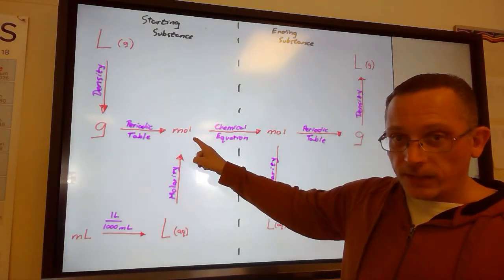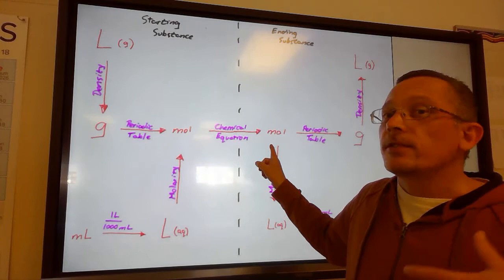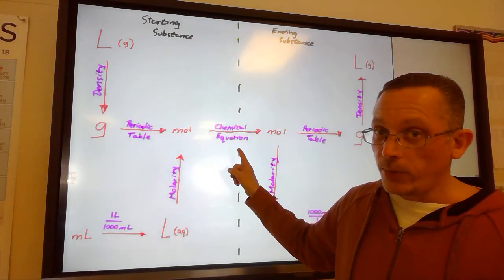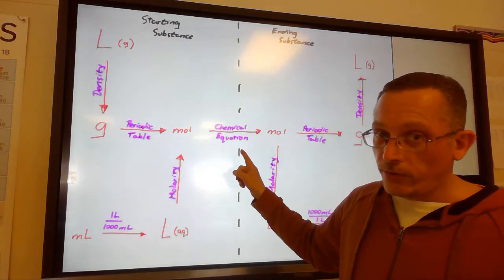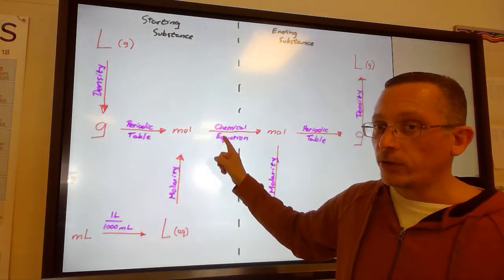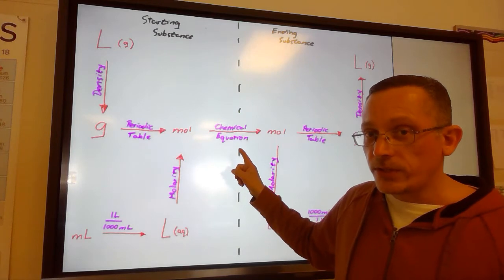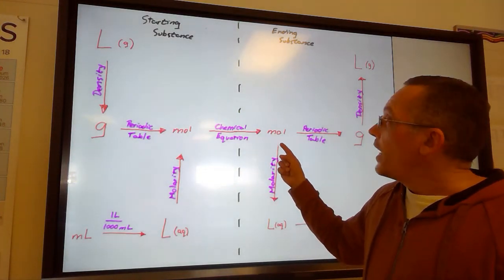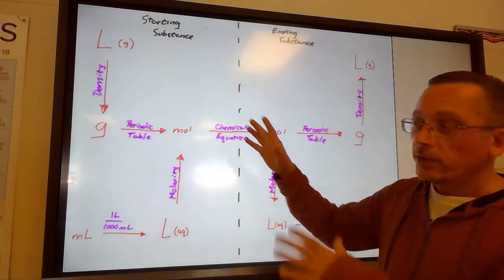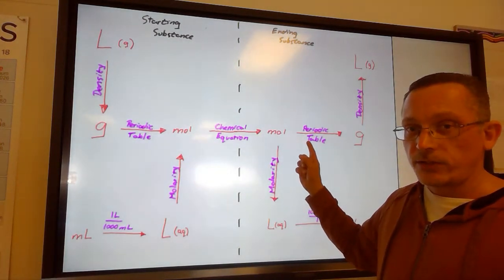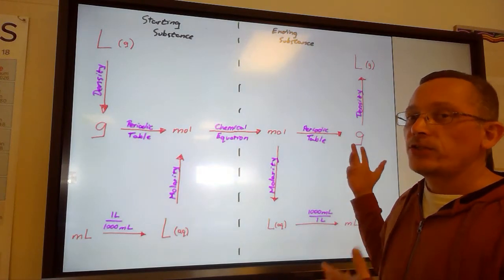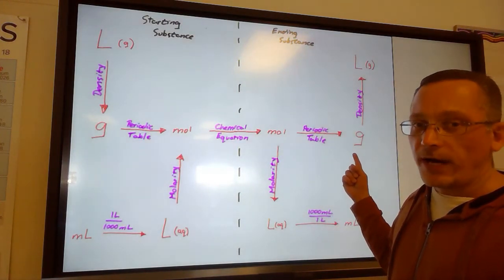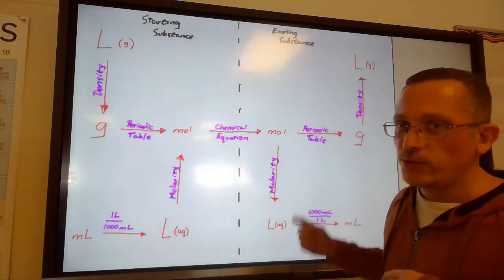You're then going to go to moles of the substance they asked you about by using the coefficients in the chemical equation. That'll be your third fraction, using the chemical equation to set up with those coefficients. You'll then have moles of the substance they asked you about, and then you'll go to the periodic table, use the molar masses to set up a fraction about the substance they asked you about, and that'll be your fourth fraction, and that'll get you to grams of the substance they asked you about.